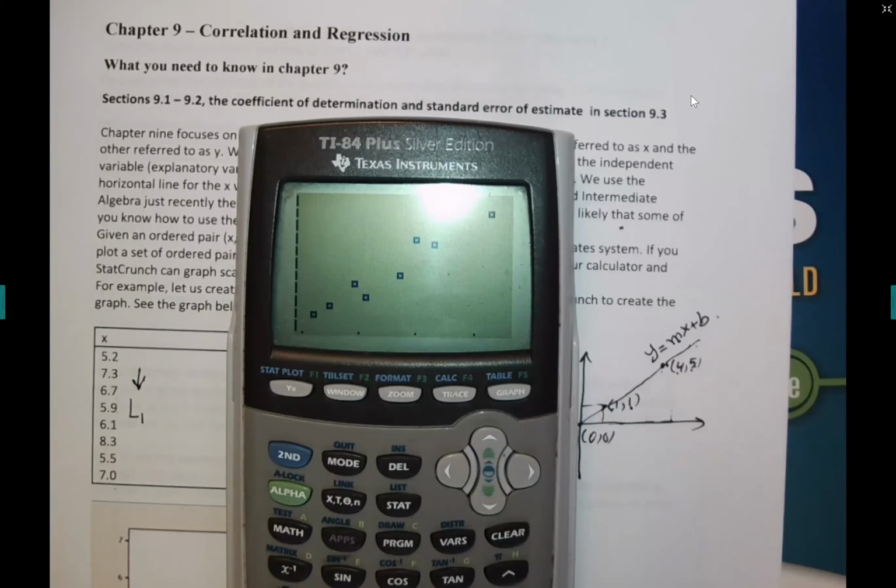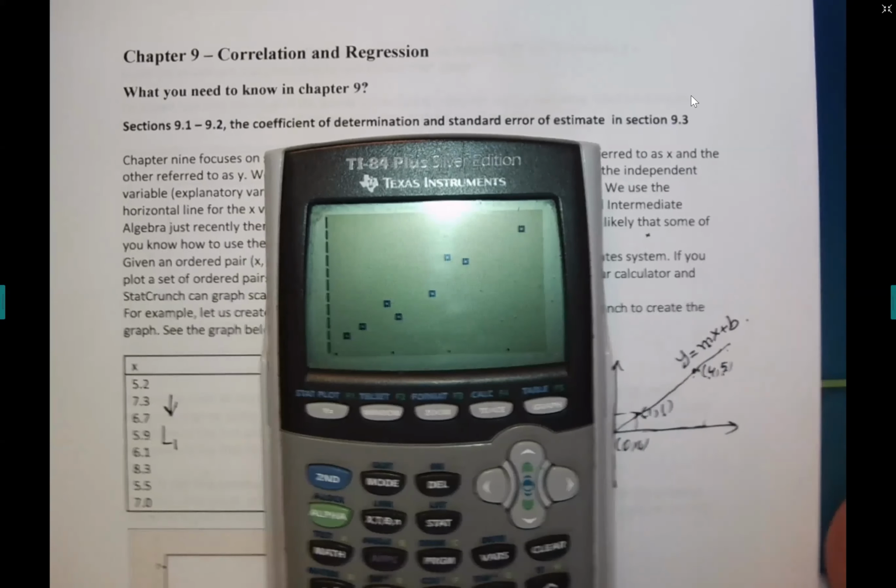Imagine you're having to sketch those points by hand with decimals. It would take forever to get this done. So the calculator got it done for us already. Any questions on this?